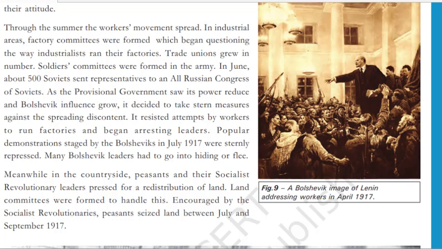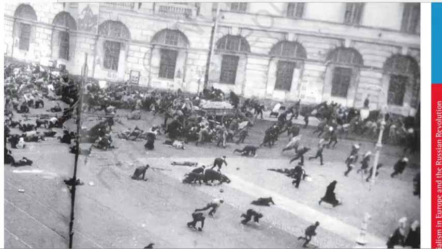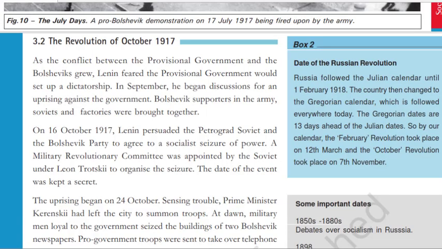Meanwhile, in the countryside, peasants and their socialist revolutionary leaders pressed for a redistribution of land. Land committees were formed to handle this. Encouraged by the socialist revolutionaries, peasants seized land between July and September 1917. Fig. 10. The July days. A pro-Bolshevik demonstration on the 17th of July 1917 being fired upon by the army.